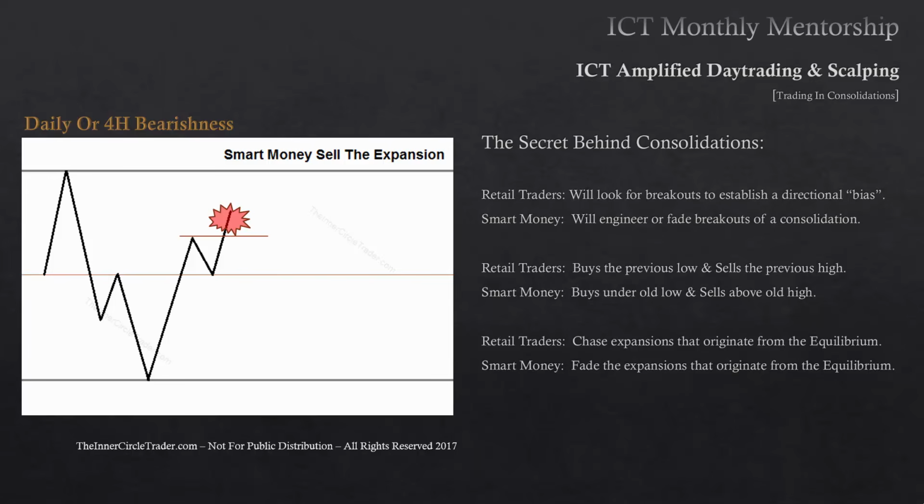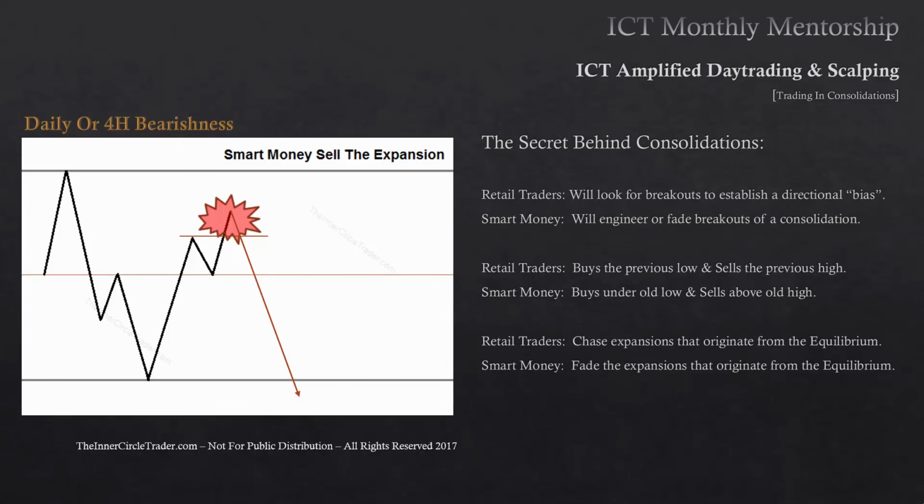Once that short-term high is broken, that's an accumulation of buy stops. So if they're going to run the buy stops in a daily or 4-hour bearish environment, that's where we look to go short. And we aim for the liquidity resting below the previous low that creates the consolidation support. We're going to pair up our buying to cover our short with those individuals that have sell stops resting below an old low.